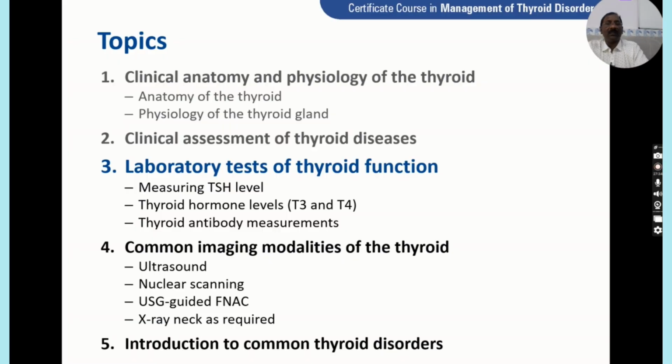Now come to the lab. After the history and the examination, take the help of the laboratory people. As a physician, we should respect all the laboratory people, whether biochemistry, pathology, microbiology, or radiology. In fact, they are very, very important for us to come to a reasonable diagnosis. So you should make very good friends with biochemistry, pathology, microbiology, and radiology. Then measure the TSH level, thyroid hormone levels T3 and T4, and antibodies.